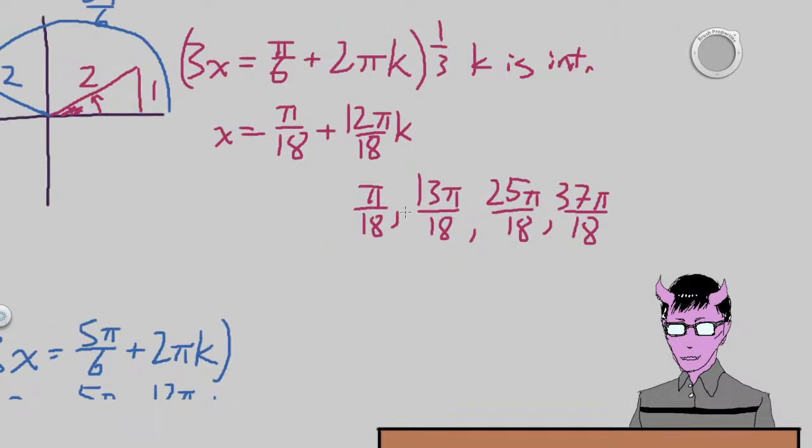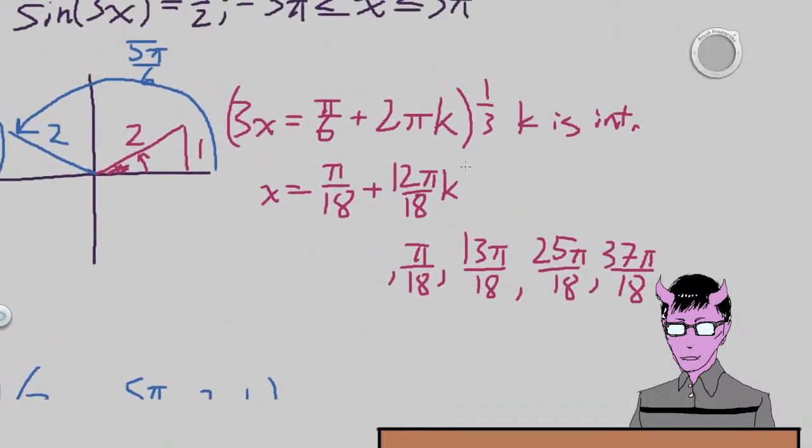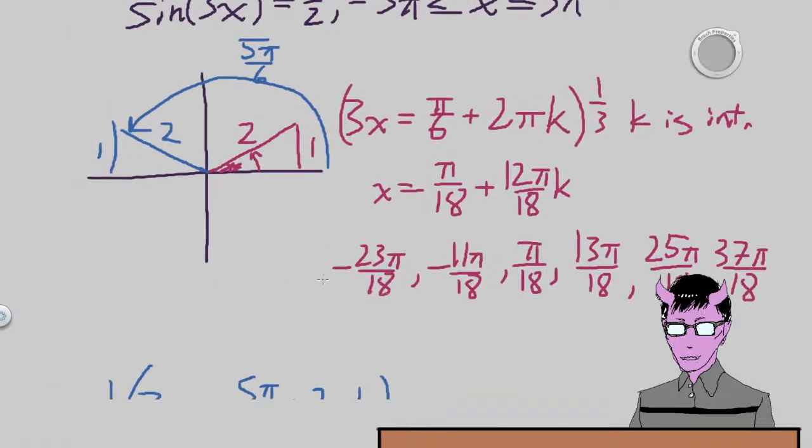We should have 4 negative answers as well. So we're now considering negative integers for k. So minus 12 from here first. So we're going to get negative 11 pi over 18. First negative and then second negative. Subtracting 12 yet again. So negative 23 pi over 18. We should have 2 more. So minus 1 more 12.